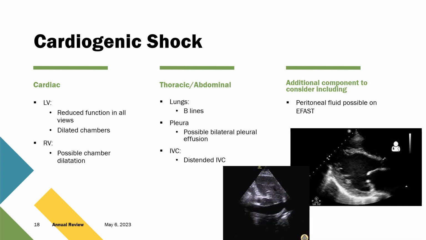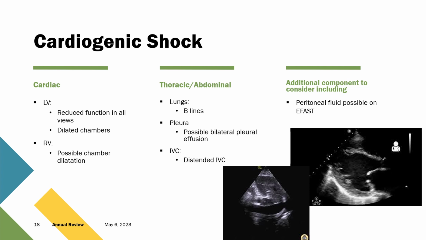Now, if your patient is in cardiogenic shock, you're going to have a similar start. So you would start with the cardiac images, and you're going to look at the left ventricle. With cardiogenic shock, you'll typically see reduced function in all views. So rather than that hyperdynamic function that you see in hypovolemic shock, here you're having reduced action from the cardiac muscles. You're going to start to see dilated chambers, and if it is affecting both the right and left side of the heart, then you're going to end up with right ventricular chamber dilatation as well.